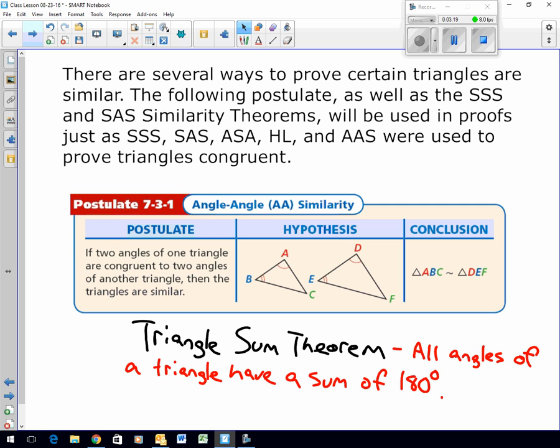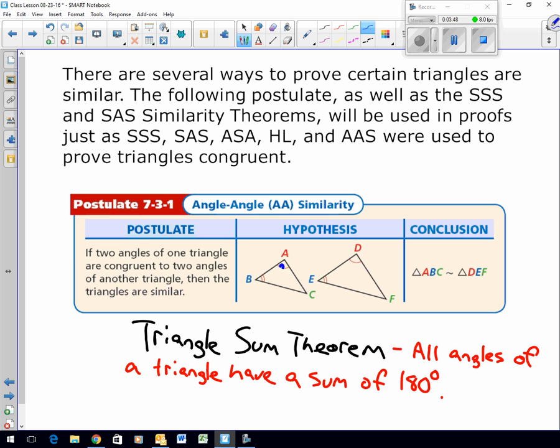How many angles are there in a triangle? 3 angles in a triangle. For something to be a triangle, the 3 angles have to add up to be 180. You got me? So check this out.